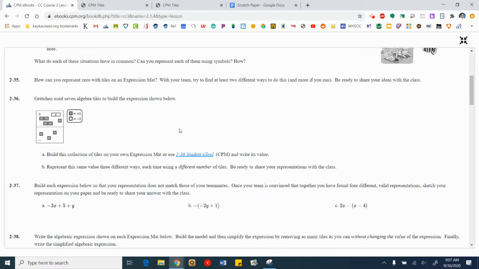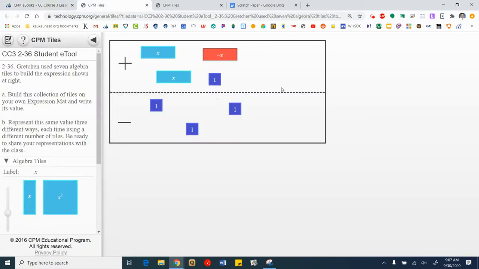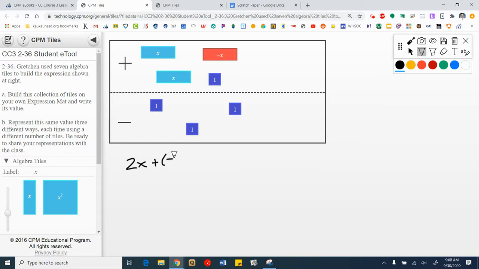All right. So let's go ahead and take a look here, and I'm going to go ahead and annotate. I have 2x plus a negative x plus 1 minus 1, 2, 3.